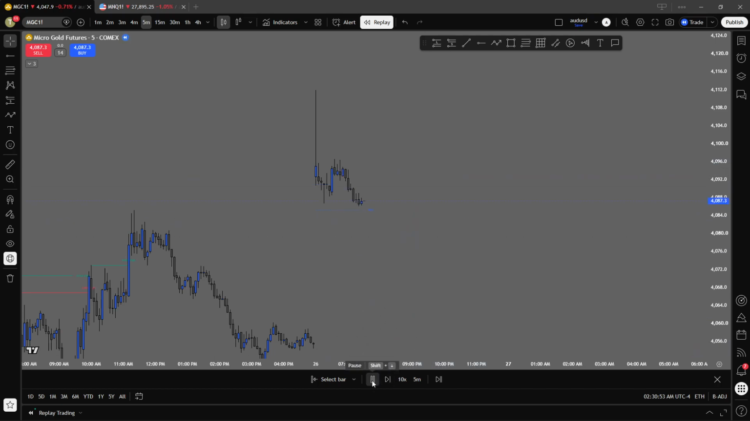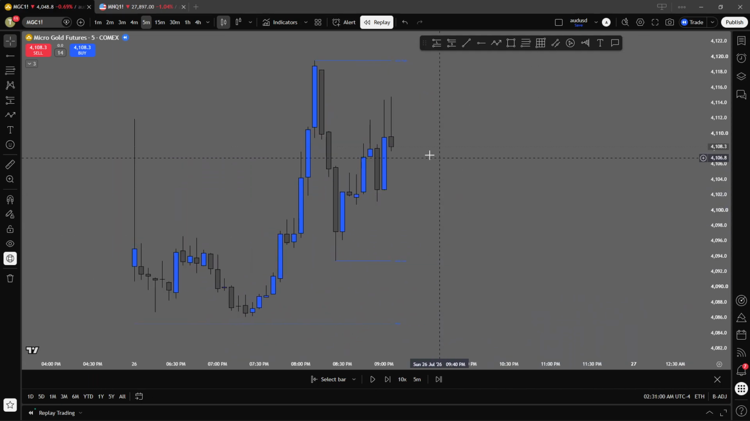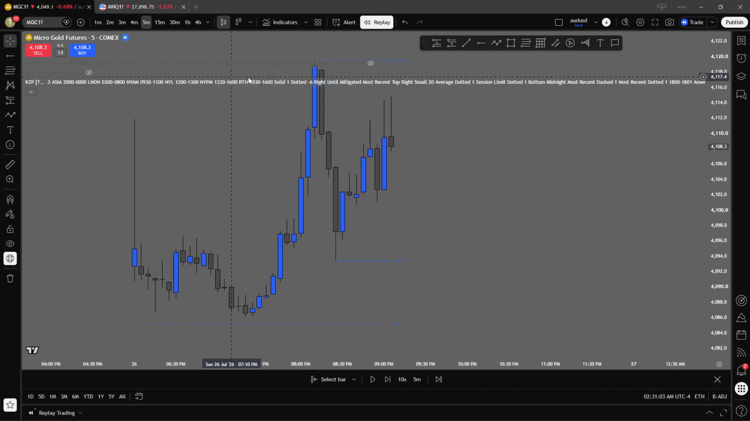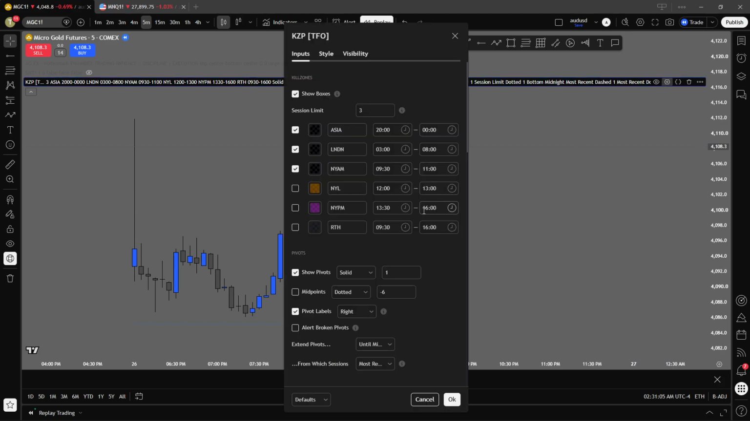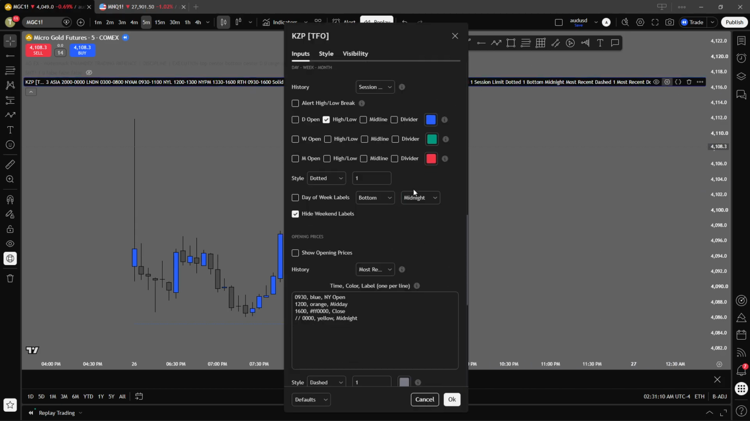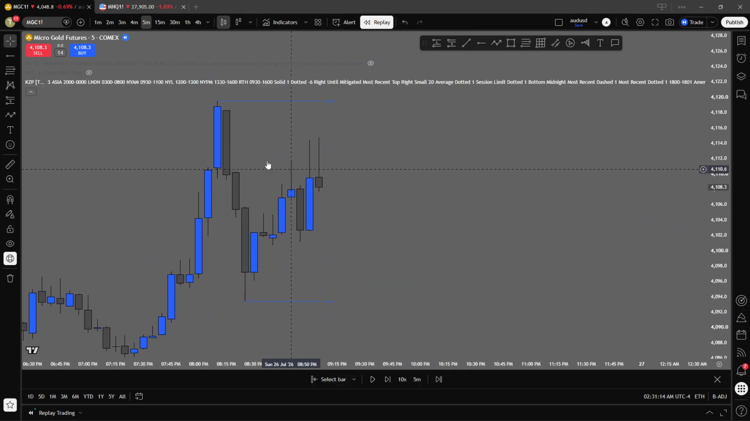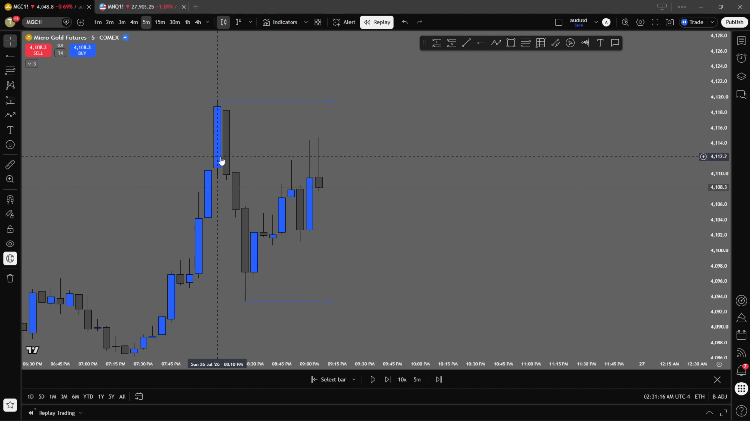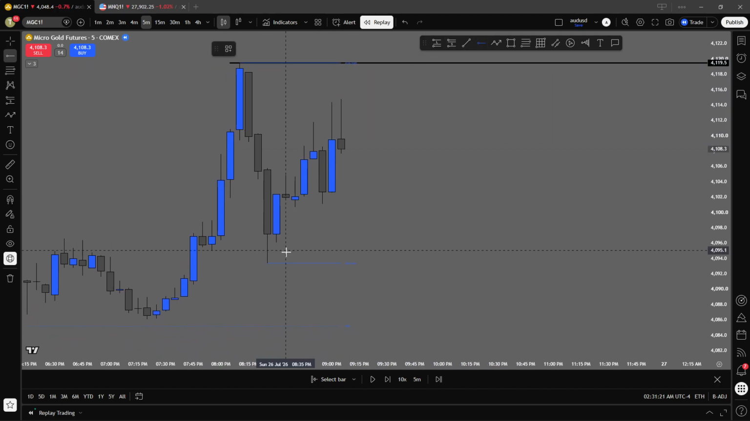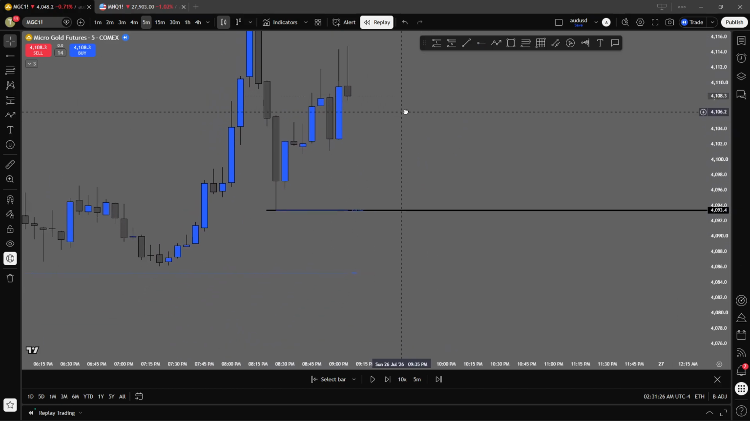Fast forward. 8 p.m. is when I start my Asia session. These blue lines are Asia session highs and lows, meaning starting at 8 p.m., the highest point we have here and the lowest point we have here is our session levels. When these levels are hit, expect price to react.